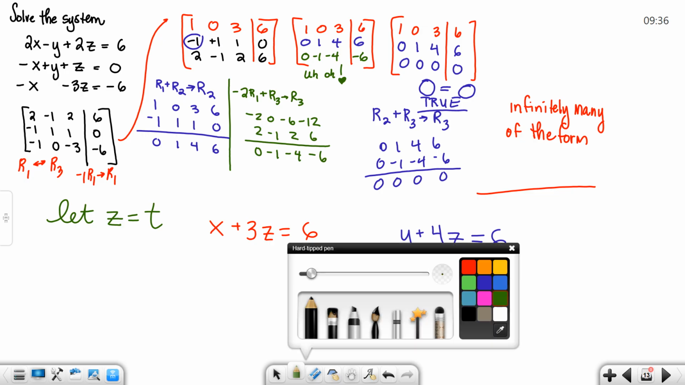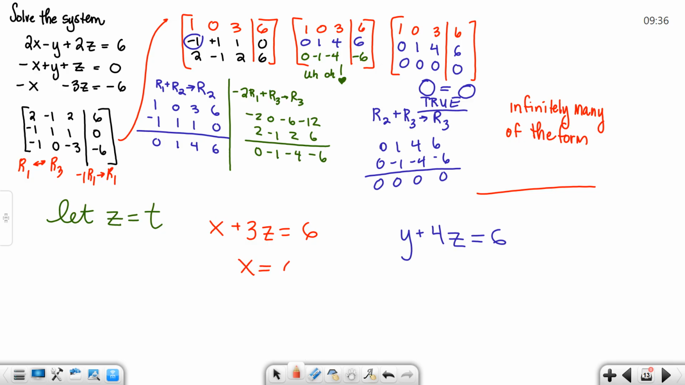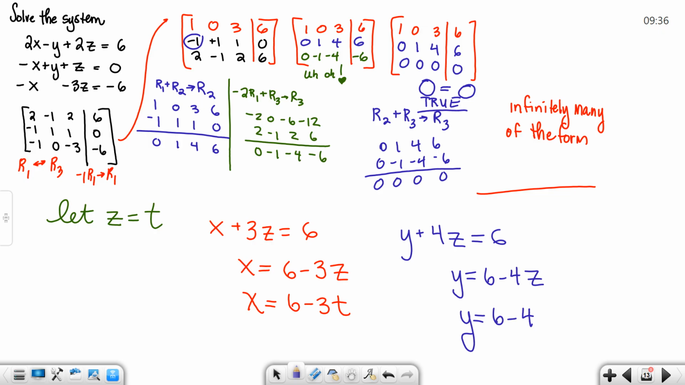So if I solve this red one, I'm going to get x equals 6 minus 3z, so that's actually x equals 6 minus 3t. When I solve this blue one, I'm going to get y equals 6 minus 4z, so that means y equals 6 minus 4t. So when I get ready to write this one in the infinitely many form, remember x comes first, so it's going to be 6 minus 3t, and y comes next, 6 minus 4t, and z comes next, t.